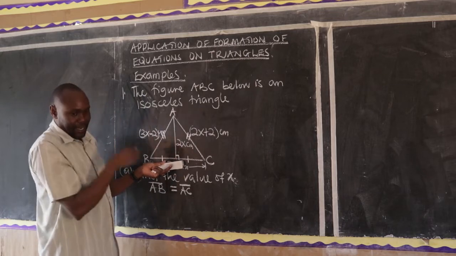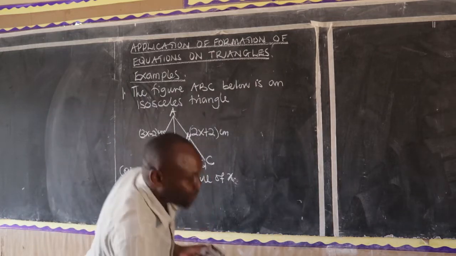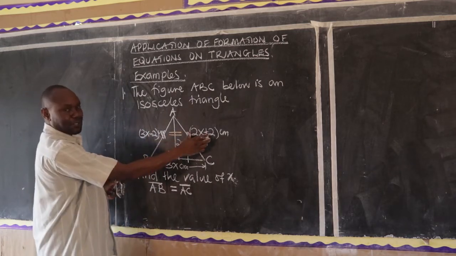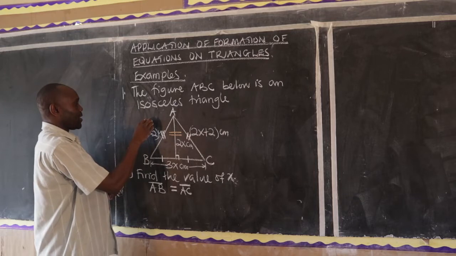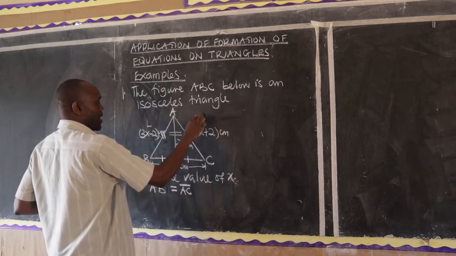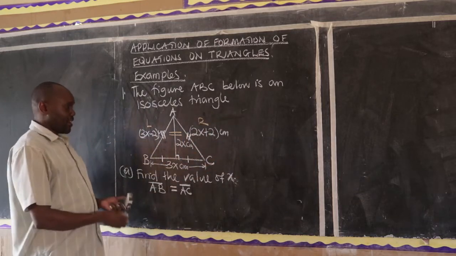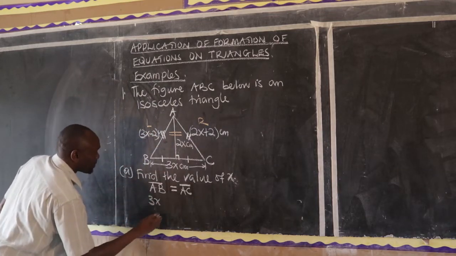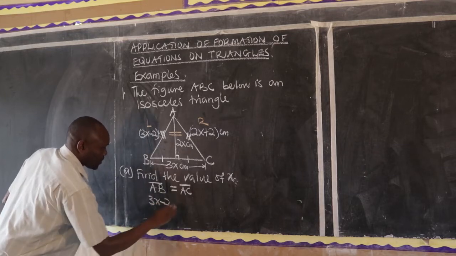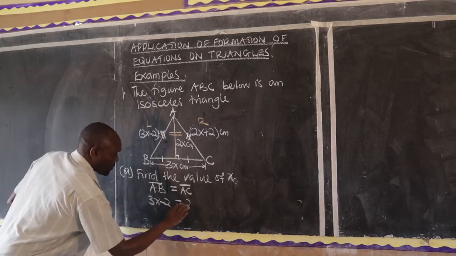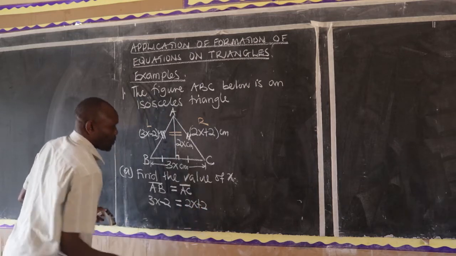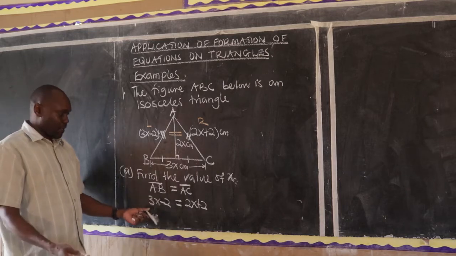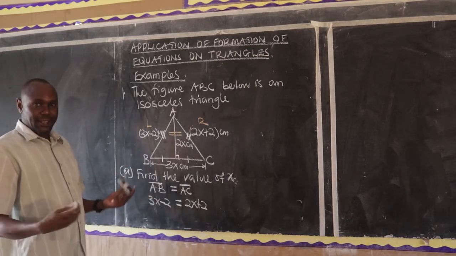Some children can use their pencils and put there that this side equals to that. We have already formed an equation. That is the left hand side and then the right hand side. After that, you can now transfer it here: 3x minus 2, which will give us 2x plus 2. There are those who can use this, but there are those who say, no, for me, I want to put even the units.